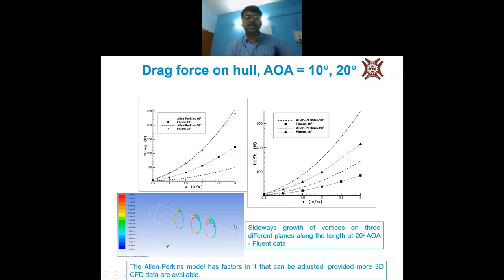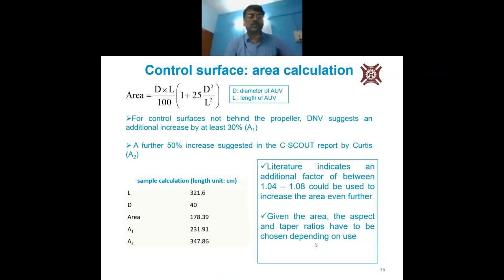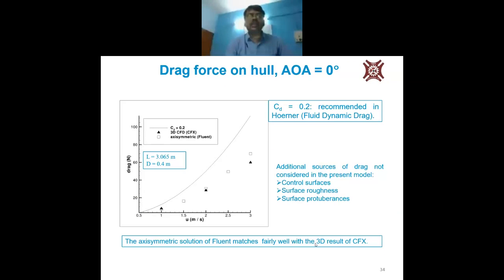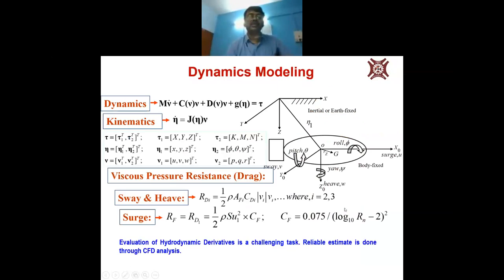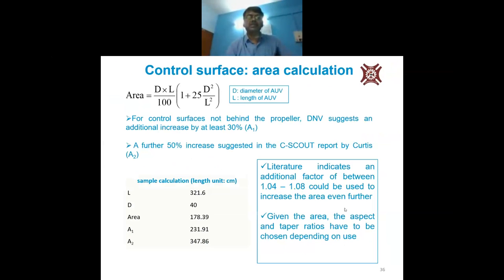And here we can see the sideways growth of vortices on three different planes along the length at 20 degree angle of attack. So this is the flow data. And as we have seen, for AUV 500 we have used the fins, dynamic fins. And in the case of AUV 500, we have used only three thrusters instead of five thrusters. So that's why this control surface or rudder plays a dominant role here towards navigation and guidance of the vehicle. So in this case, we need to see how we can design this control surface.